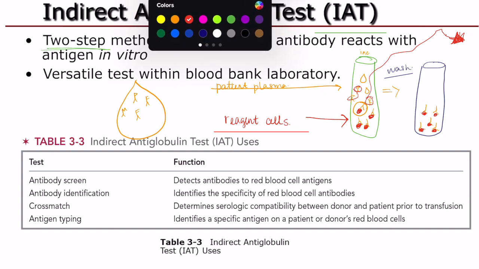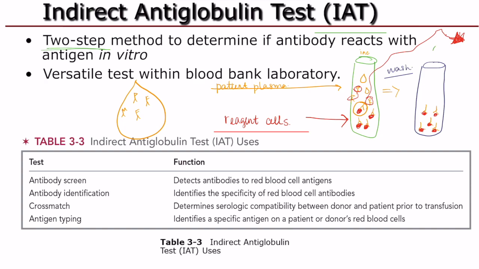The next thing we're going to do is add our reagent, our IgG, our AHG. And what that's going to do is, if these are in here, we're going to cause this lattice formation, and we'll see agglutination, and we'll be able to detect those antibodies. We use this technique, this IAT, or indirect antiglobulin test. We're going to use it for our antibody screen. We'll use it to identify those specific antibodies.